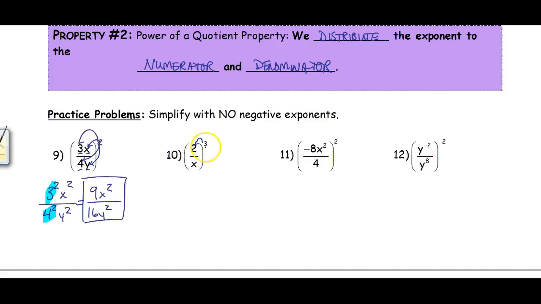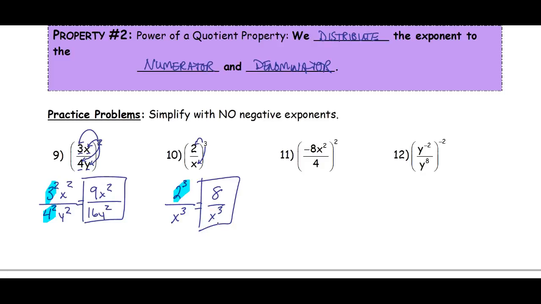Number 10, the 2 gets it and the x gets it. So 2 to the third power over x to the third. Okay, so take care of your 2 to the third power. You get 8 over x to the third. Can't simplify anymore, so there's your final answer.